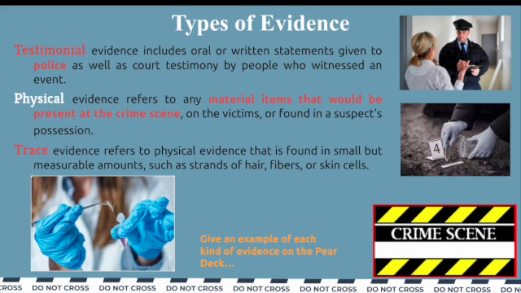If that physical evidence is in a tiny, itty-bitty little amount, that's called trace evidence. So you've got testimonial, physical, and trace. Those are the three big categories. Under physical, you have a bunch of different kinds of physical evidence.